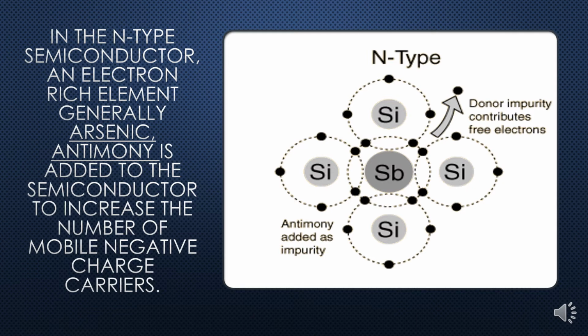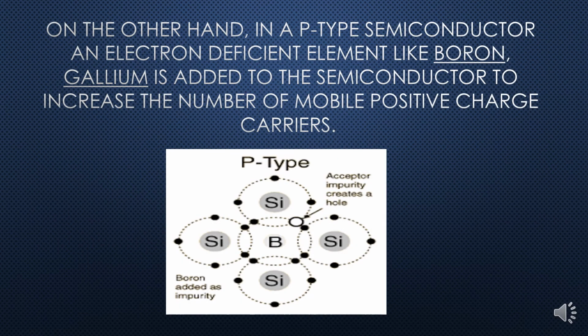In the N-type semiconductor, an electron-rich element, generally arsenic or antimony, is added to the semiconductor to increase the number of mobile negative charge carriers. On the other hand, in a p-type semiconductor, an electron-deficient element like boron or gallium is added to the semiconductor to increase the number of mobile positive charge carriers.